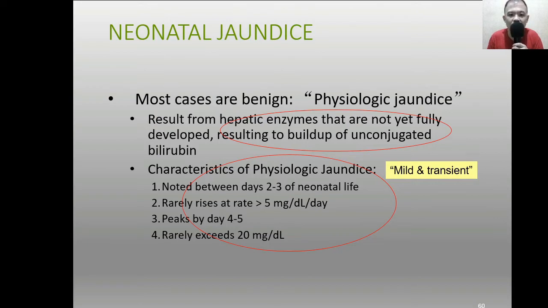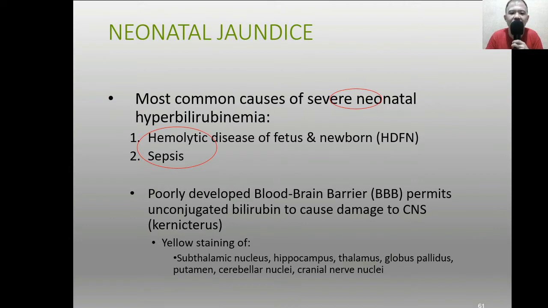It is noted between day 2 to 3 of neonatal life, so it's not noted right away as soon as the baby is born. It's noted on the 2nd to 3rd day or within the week. It rarely rises at a rate of more than 5 mg/dL per day. It peaks by day 4 to 5 and rarely exceeds 20, because if it exceeds 20, it's no longer physiologic. It is already a condition known as kernicterus.